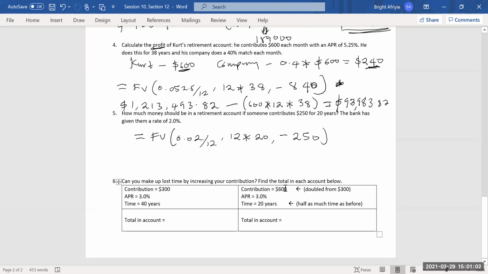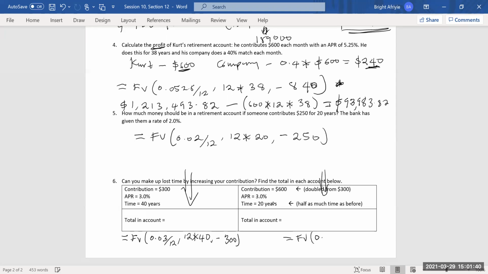So he doubles up to 600 with the same APR, and 20 years. We want to see the total. So what you do here is you're going to do equal sign FV. Okay. And then you do the APR, which is 0.03 divided by 12. And then you do 12 by 40 years minus 300, okay, for this guy. And then for this other guy right here, you're going to do equal sign FV, all right.